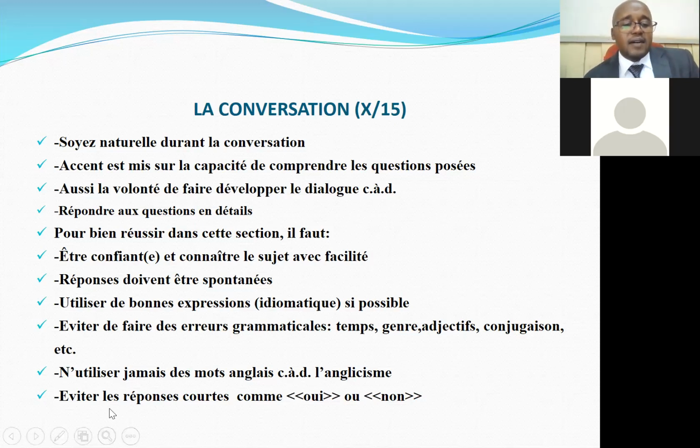Then, finally, we have éviter les réponses coûteuses. This you must avoid. When you say oui, no, and you keep quiet, you are getting a 0.1 to 0.3 out of 15. So what is the trick? If you find you are saying oui, go ahead and explain. The examiner shouldn't ask you questions that deserve oui as an answer or no as an answer. But if they did, make sure you say oui and move on to explain.